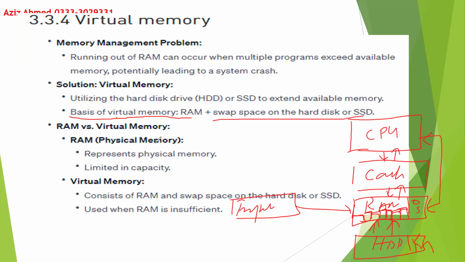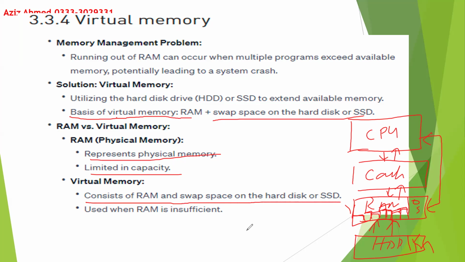Virtual RAM versus virtual memory. RAM means physical memory, limited in capacity. But virtual memory consists of RAM and swap space on the hard disk or SSD, used when RAM is insufficient. That's the point. Now you got it?